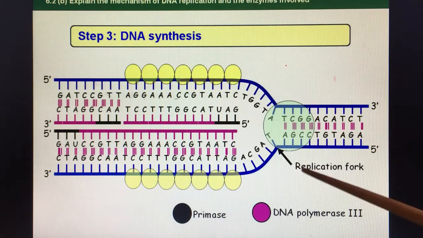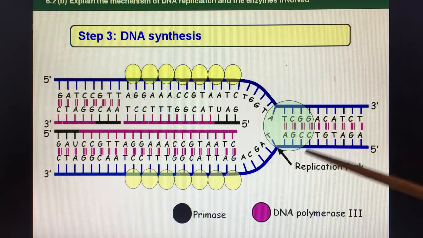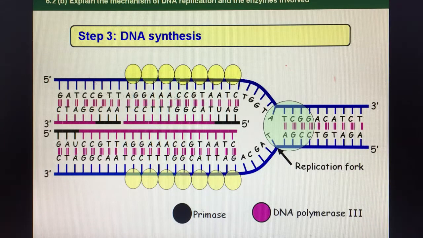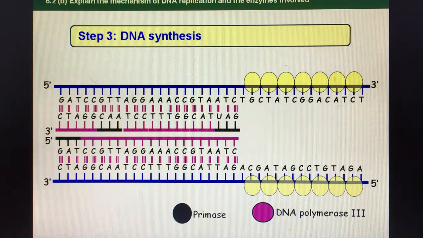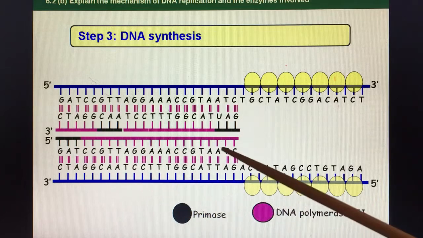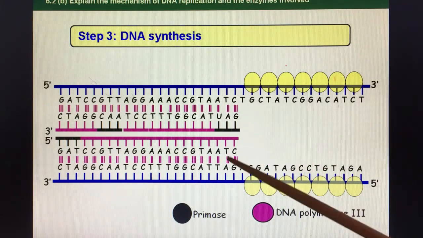As the DNA replication continues, the helicase will unwind the double helix DNA. It will continue to break the hydrogen bonds. And then single strand binding protein will bind to this region. And after that, you can see that here you already have the free 3' ends.